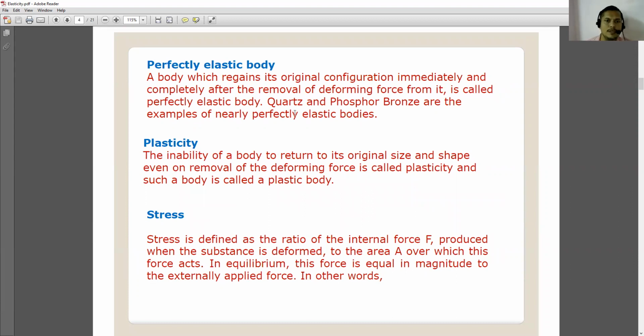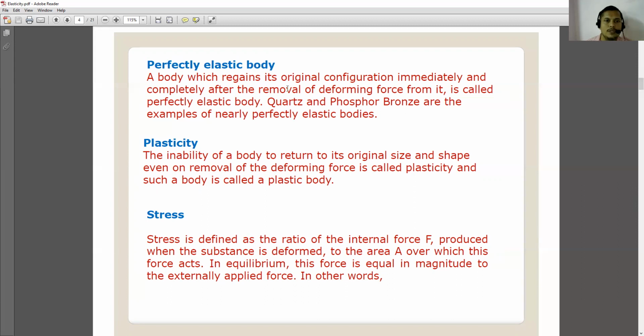A body which regains its original configuration immediately and completely after the removal of deforming force from it is called a perfectly elastic body. For example, quartz, phosphor, bronze are the examples of nearly perfectly elastic bodies. Now try to understand this when we are considering the elastic body. In that case, what is meant by perfectly elastic body that we are discussing?